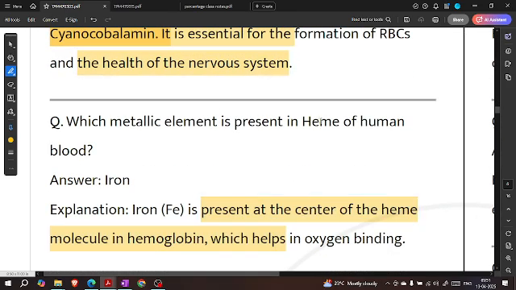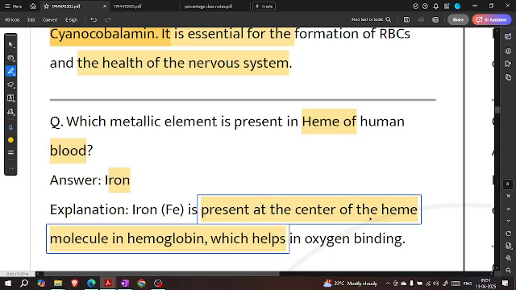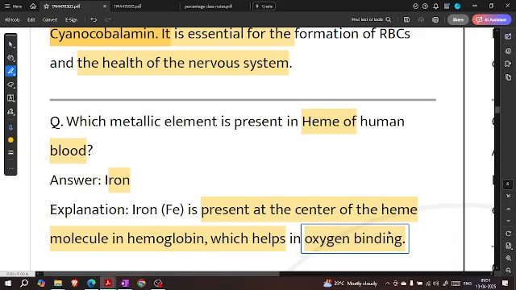Which metallic element is present in heme of human blood? Iron. Iron is present in the center of the heme molecule in hemoglobin, which helps in oxygen binding.